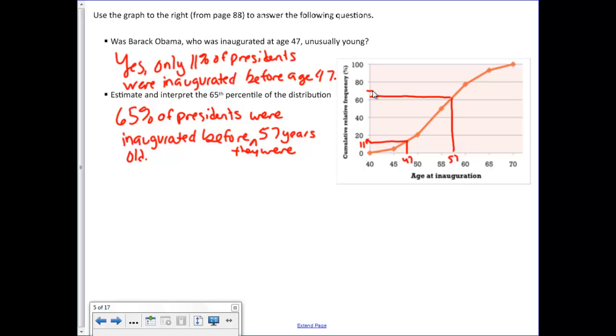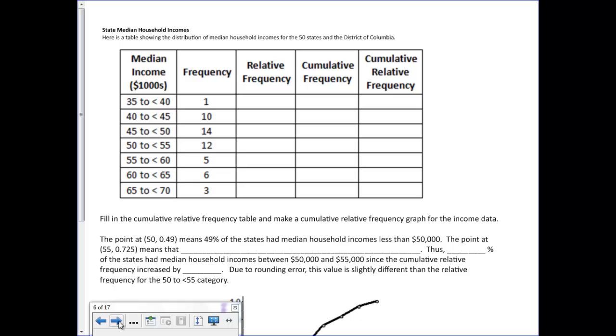State median household incomes. Here's a table showing the distribution of median household incomes for 50 states and the District of Columbia. So what are we totaling it out of? 51. Be careful there. So this is out of 51. Go through, do the same thing we just did, and then see if you can figure out the pattern to fill in the blanks on the top of that next page.